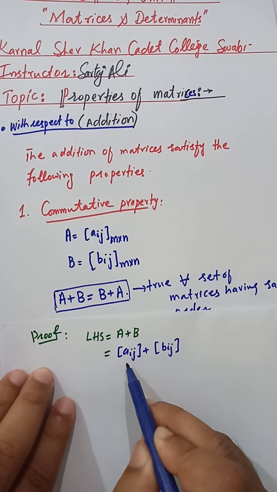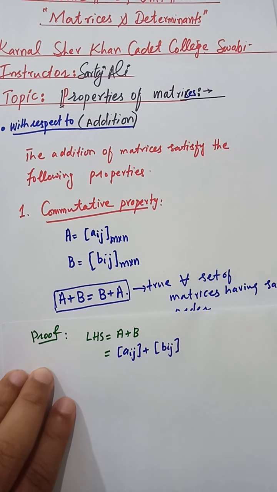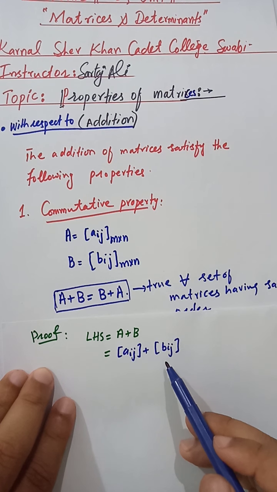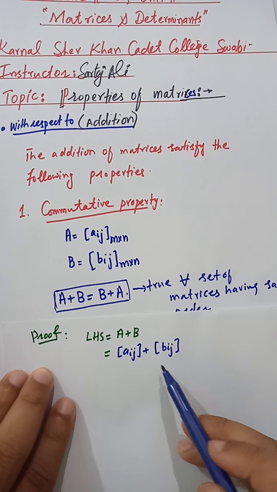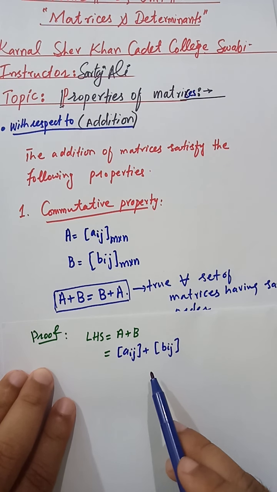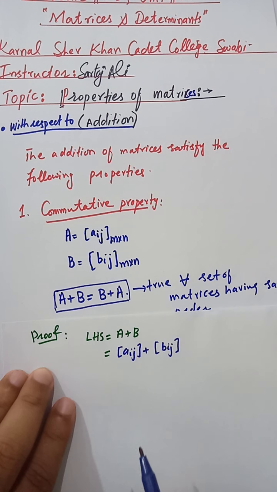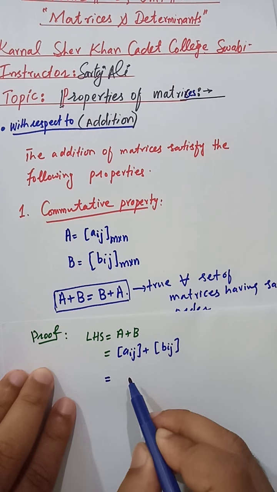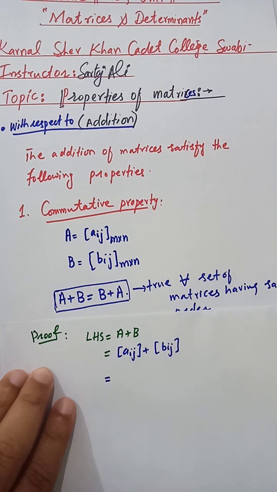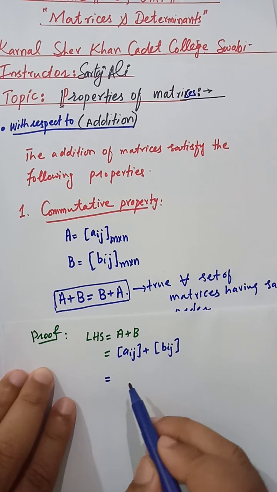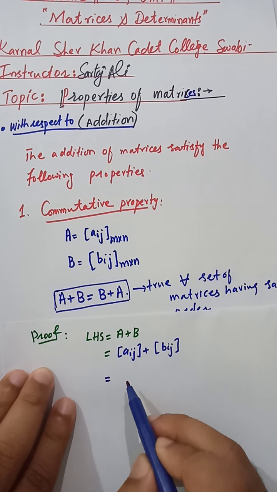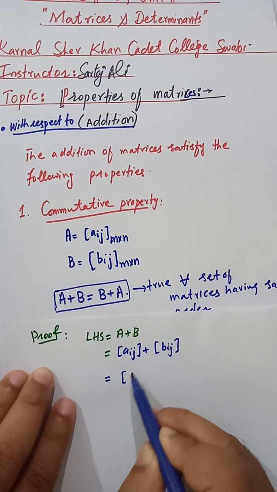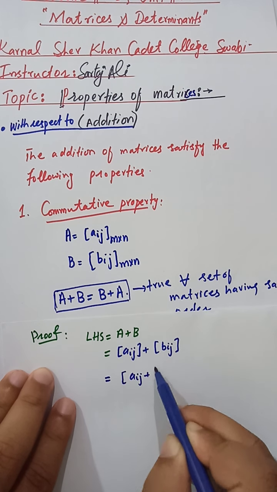It means that matrix A contains the elements of the form Aij and matrix B contains the elements of the form Bij. The addition is possible because the orders of both matrices are the same. So if you want to add, you need to add the elements in the corresponding positions. So the corresponding elements will be added.